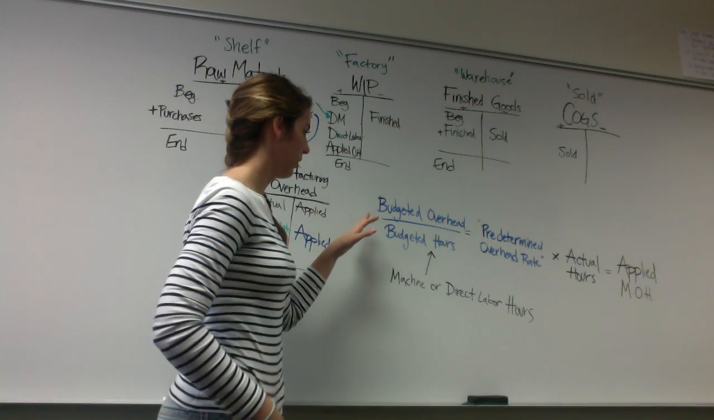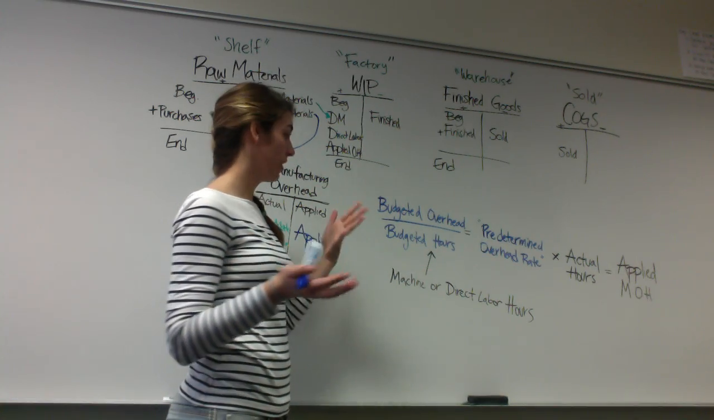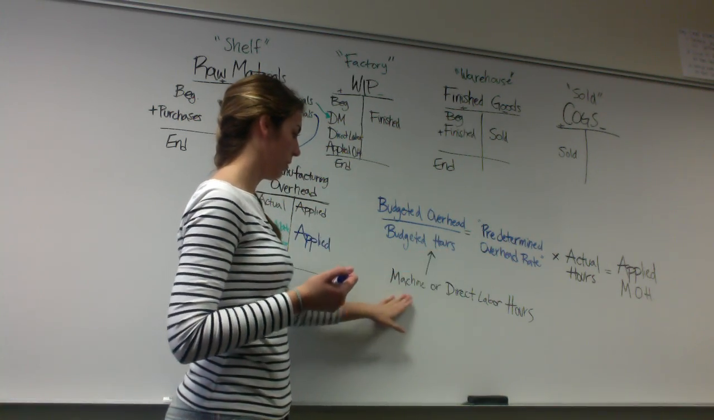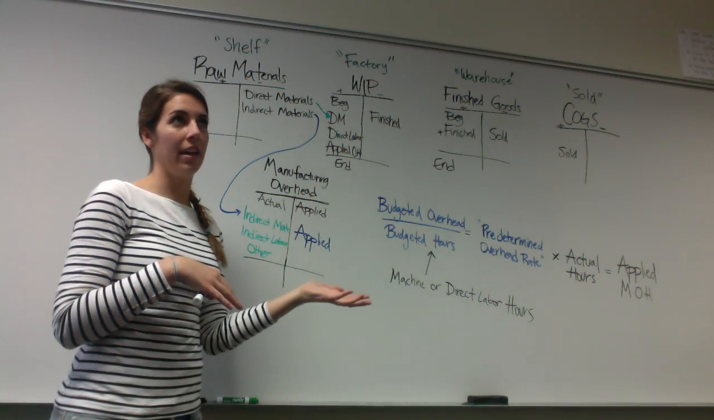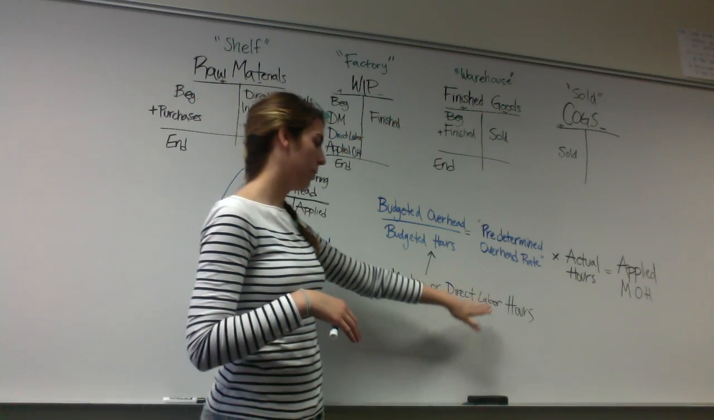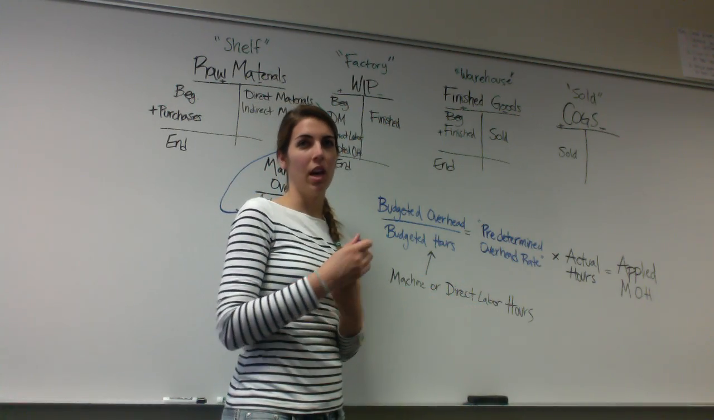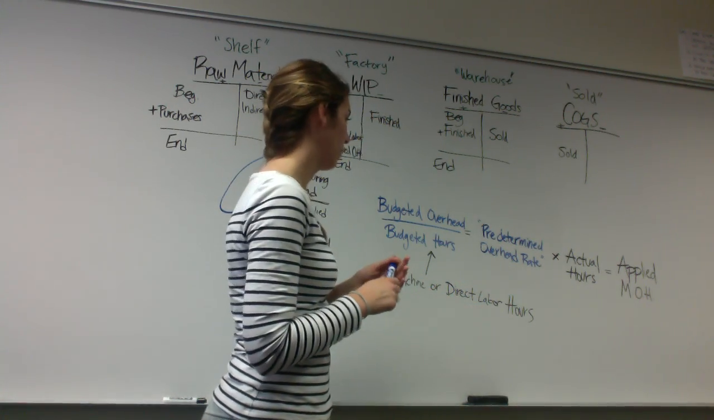But yeah, so don't be confused if they use estimated instead of budgeted. And then with the hours, it can be either machine or direct labor hours. And sometimes they'll say product A is one and product B is the other. So you just want to watch carefully, make sure you read the problem.